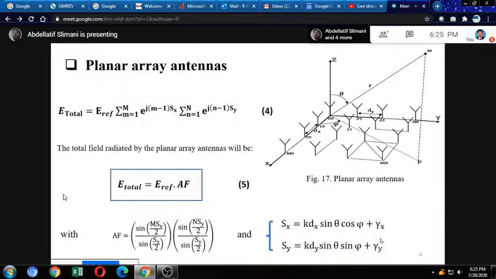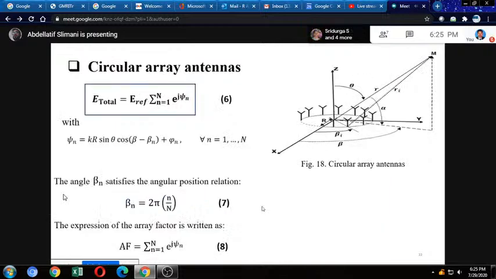Okay, so we can observe that the total field depends on our array factor, and our array factor depends on the distance between elements and phase shifts. The last example is the circular array antenna. We work with the same principle: the total field equals the superposition of all radiated fields of all antenna elements.